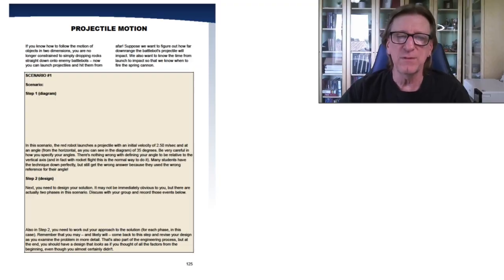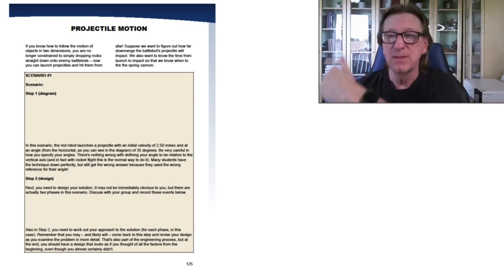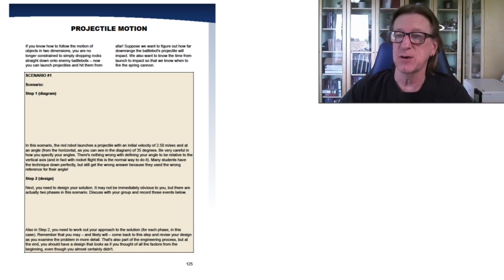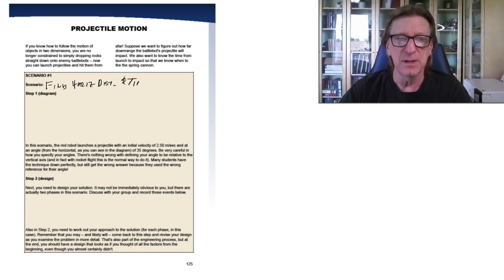All right, so let's take a look at this scenario. So what we want to find is the distance that our projectile will travel down the range, down the horizontal distance, and then we also want to know the time that it would take to do that, because with those two pieces of information, now we can attack our enemy battlebot from a distance. So our scenario is to find the horizontal distance and the time of impact.